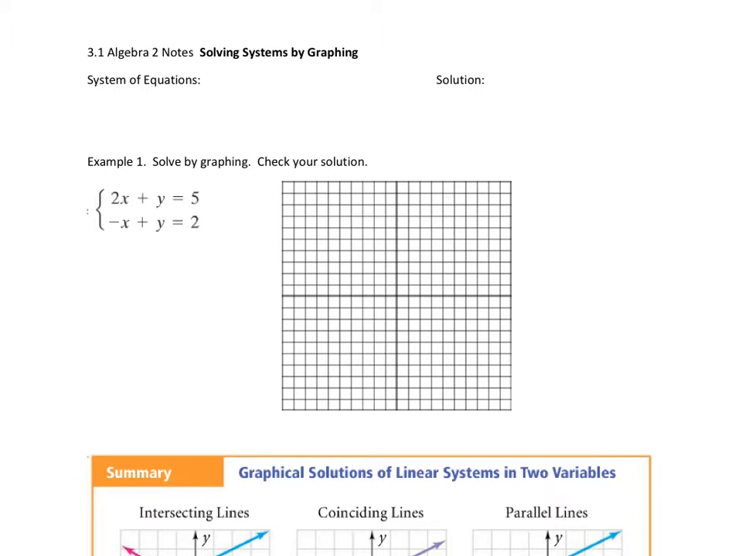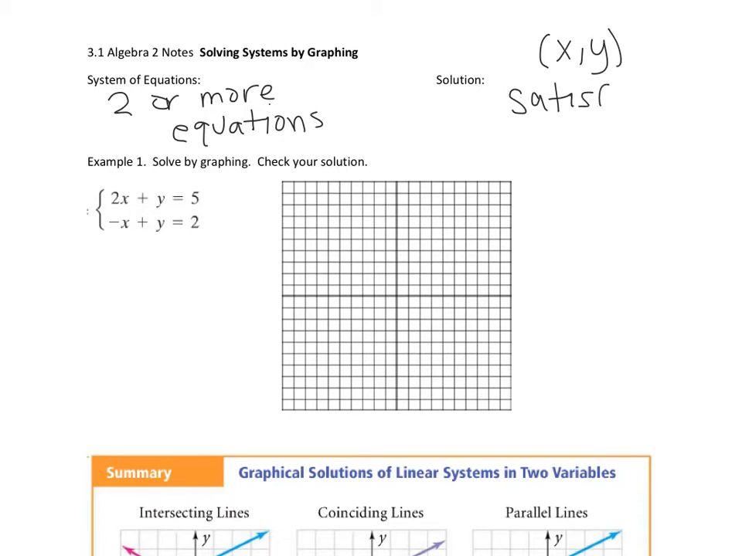A system of equations is two or more equations. You can have linear equations, you can have quadratic equations, you can have absolute value equations, but in this section, we're just going to stick with linear equations. A solution is an XY ordered pair that satisfies the system. So it's an X and a Y that you can substitute in for each of the equations that you have.